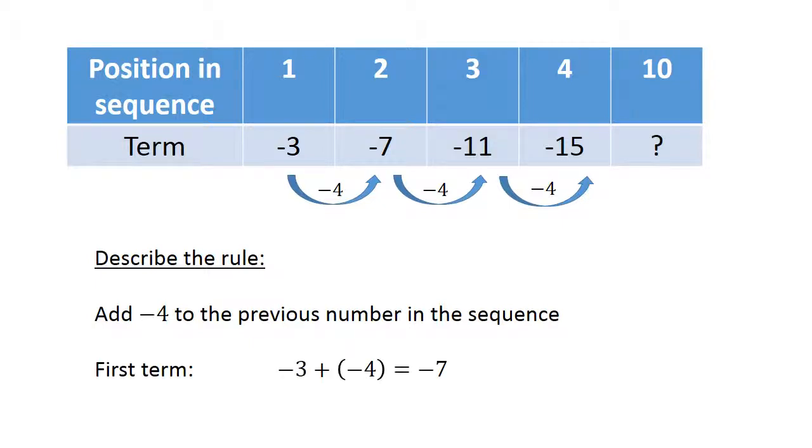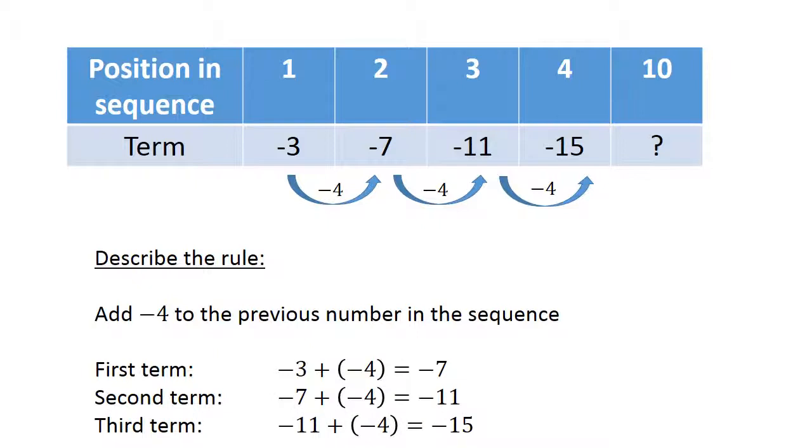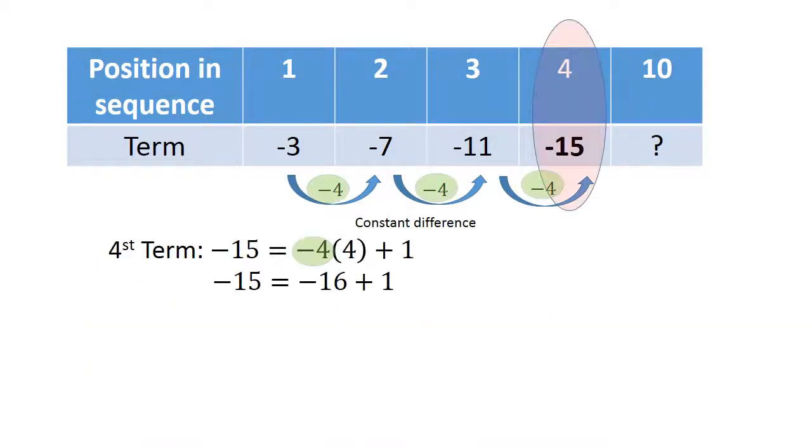So the first term is negative 3 plus negative 4 equals negative 7. Second one, negative 7 plus negative 4 equals negative 11. And the third one, negative 11 plus negative 4 equals negative 15.